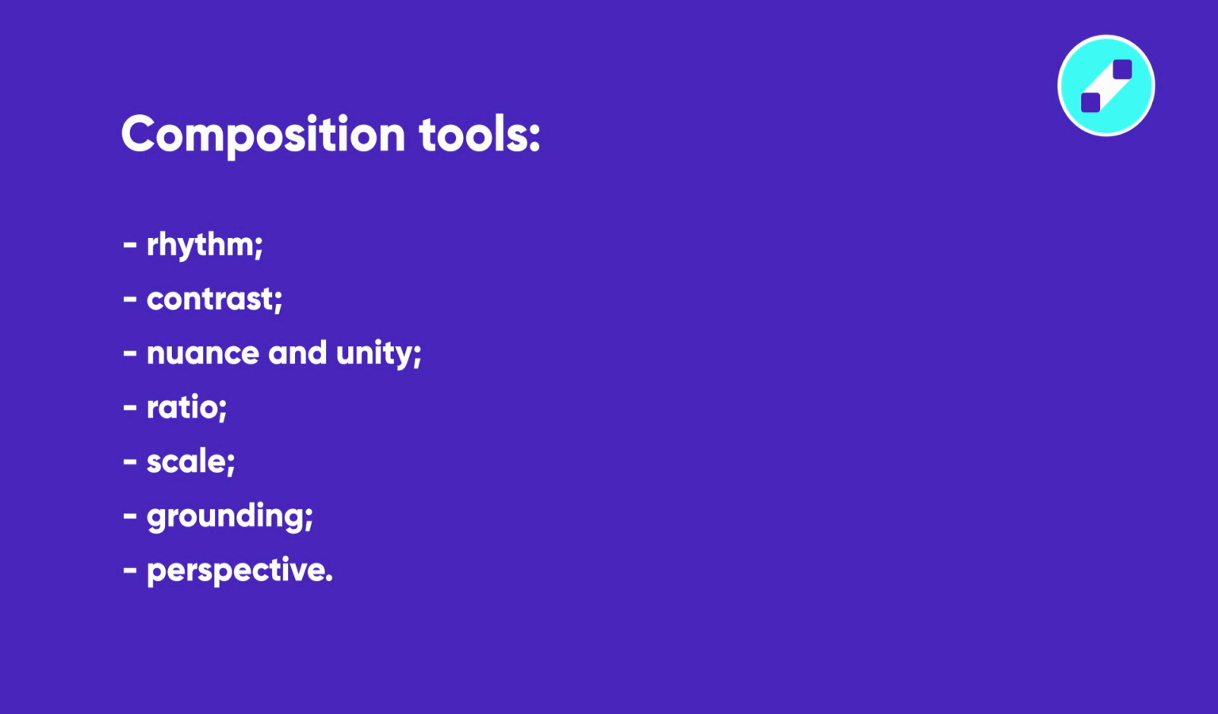Composition tools. To create a balanced composition, to bring together all of those elements we've learned, we need some special tools. They are rhythm, contrast, nuance and unity, ratio, scale, grounding, and perspective.